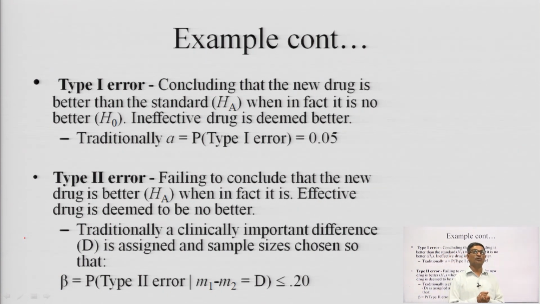Traditionally, alpha equal to probability of type 1 error, and it will be equal to 0.05, and type 2 error is failing to conclude that the new drug is better, that is alternate hypothesis, when in fact it is effective. An effective drug is deemed to be no better. So, traditionally a clinically important difference D is assigned and sample size chosen, so that beta, the probability of type 2 error, is equal to or less than 0.2, 20%.